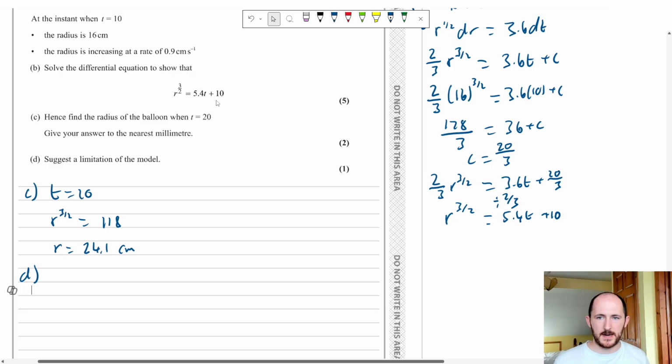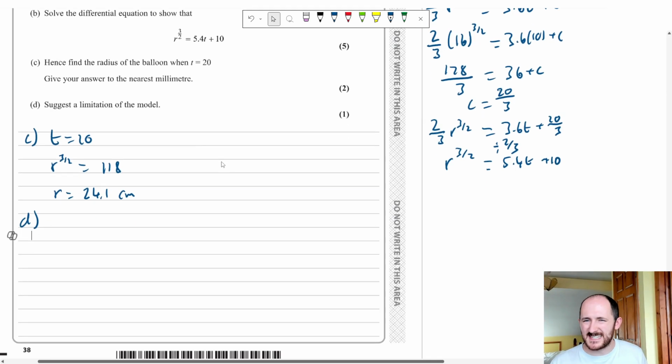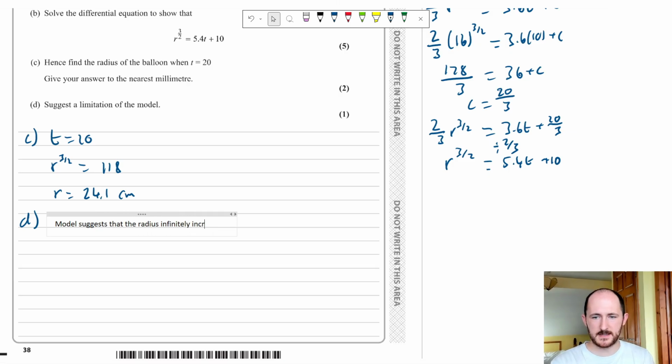Well, it's a linear equation, right? Like, it's just going to keep increasing forever. Is that viable for it to increase forever? So I would say that model suggests that the radius infinitely increases, which is not true.